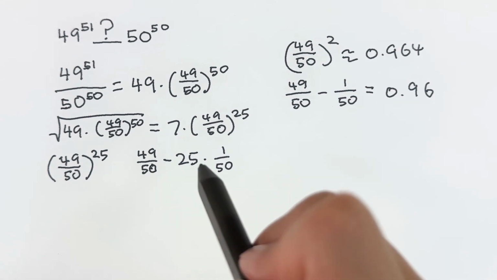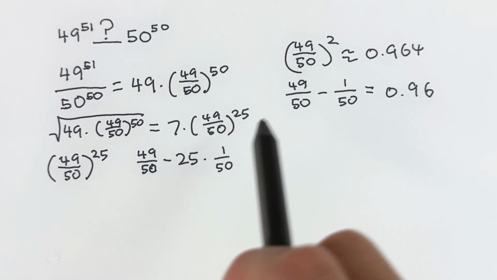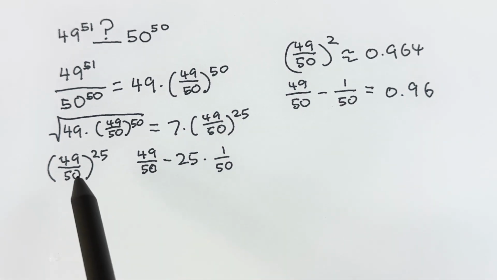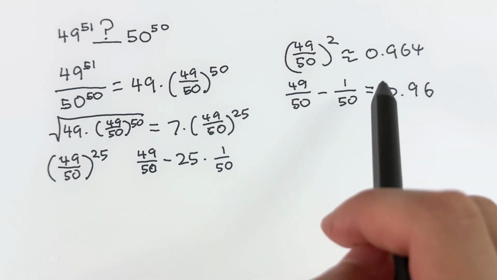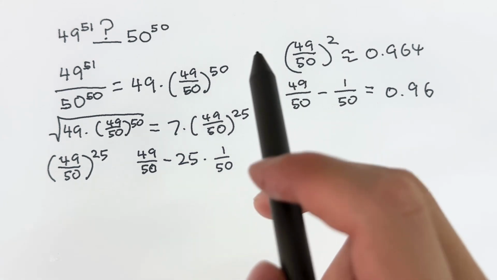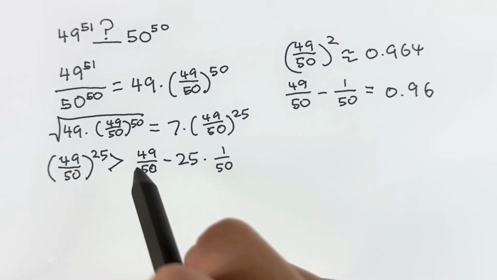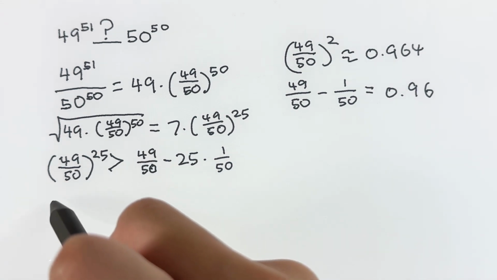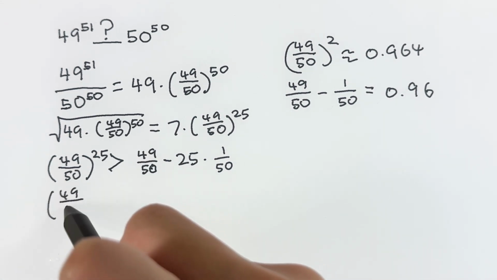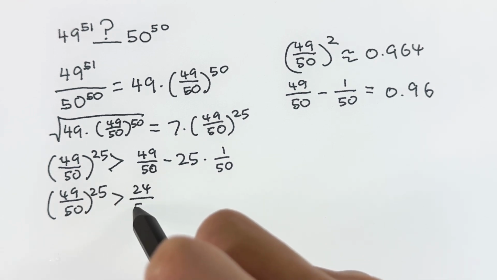So to compare this, well, we notice that for each step, the decrease will be more than this, because from here we know that this is going to be less than this part. If you just take this example, this is 0.96, while multiplying will give us 0.964. So we can just get that 49 over 50 to the power of 25 is larger than 49 over 50 minus 25 times 1 over 50. So 49 over 50 to the power of 25 is greater than 24 over 50.